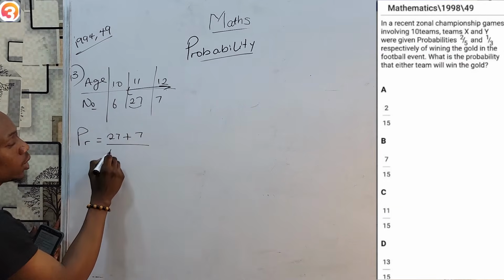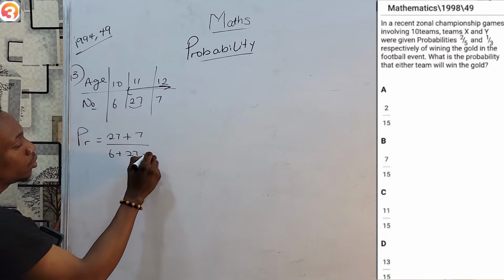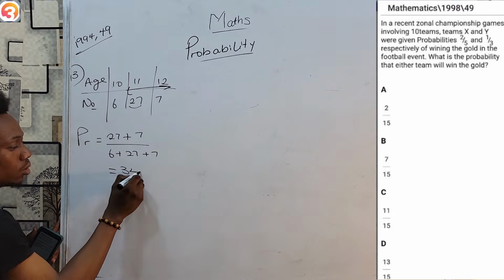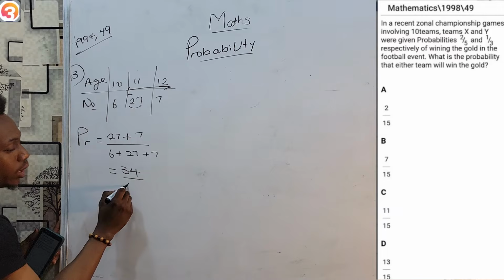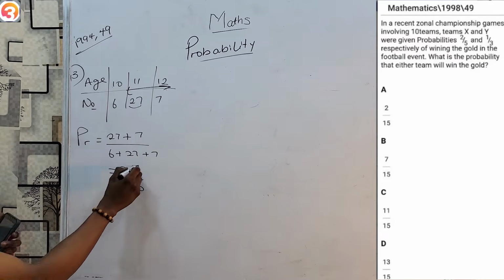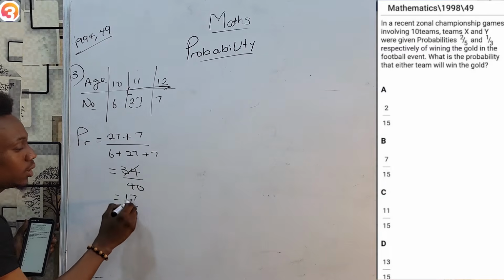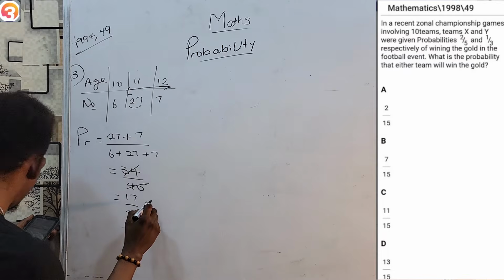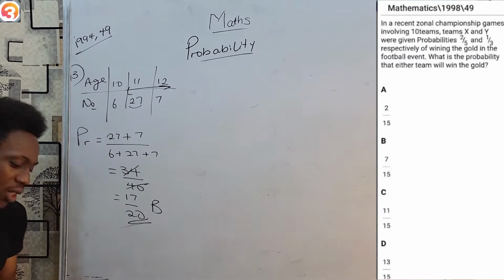All over, everybody together, 6 plus 27 plus 7. 27 plus 7 is 34. And the summation here is 40. Now remember, we also reduce. So 2 into 34 is 17. 2 into 40 is 20. Which, as you can see, is option B.